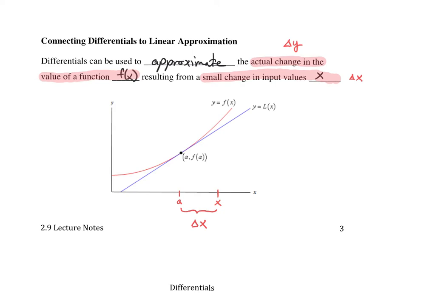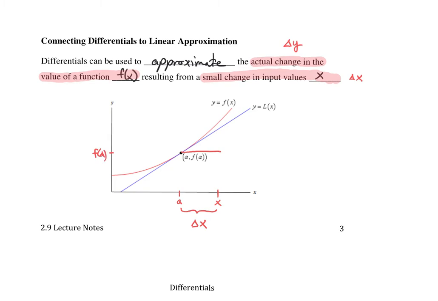Okay, so I'm going to draw a little triangle here. This side of the triangle is the distance from a to x, so that's the delta x part. And if I label on this y-axis over here, the y value over here is f of a.